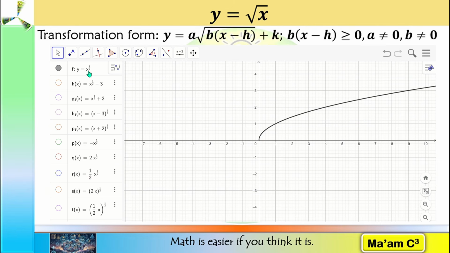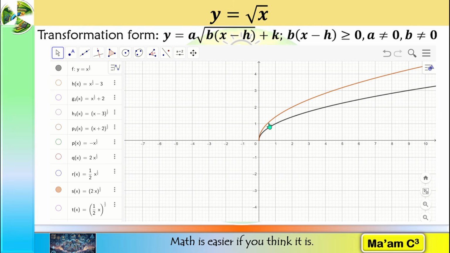Now, what if I change the value of b, the one inside the radical symbol, and I place 2? So this is the square root of 2x. What will happen to our mother function? Take a look. What happened? There has been a horizontal compression. So the original key point (1, 1) is now (1/2, 1).